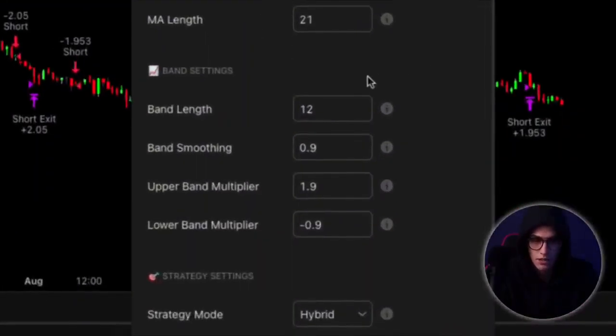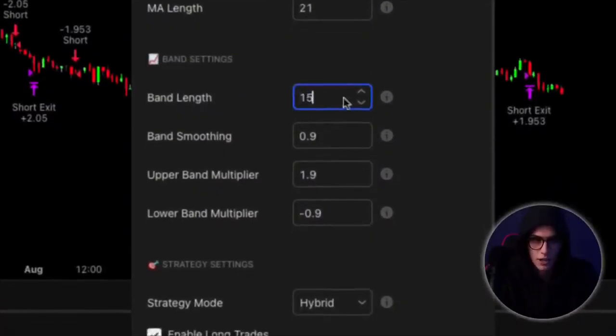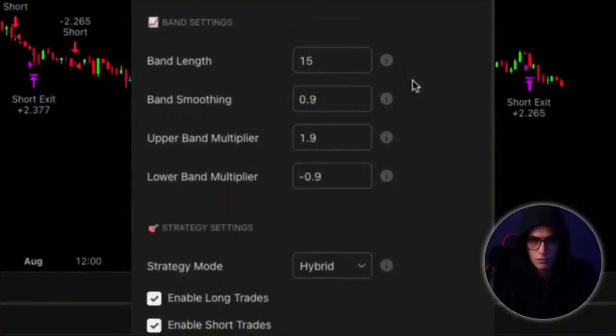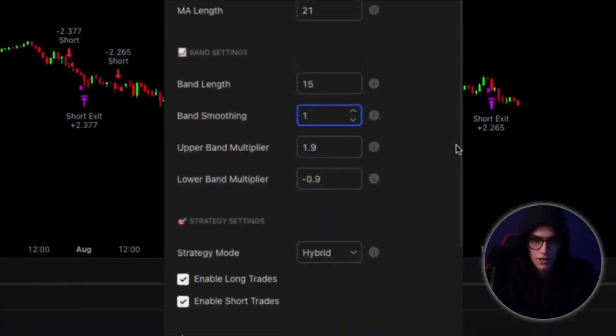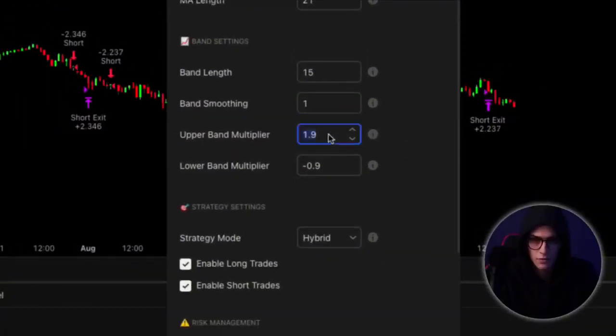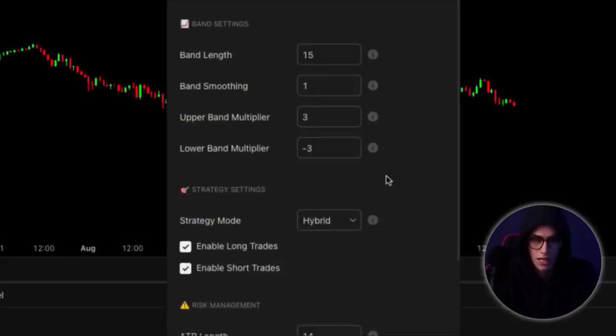First, I changed the band length to 15, which allows the bands to react more quickly to short-term price shifts. I set band smoothing to 1, keeping the signal sharp and responsive. The upper band multiplier was increased to 3, and the lower band multiplier was set to 3, widening the threshold for breakout trades and filtering out small, meaningless moves.